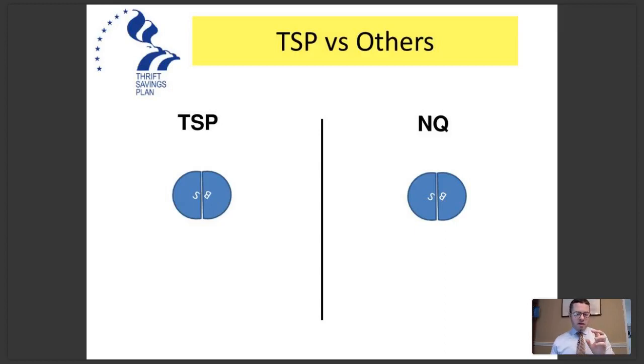Now pay close attention to this allocation. You'll start hearing the magic. They had in the TSP, they split their account 50-50. That means the TSP was half stock, half bond. Their non-qualified account was also 50-50. That means it was half stock and half bond.